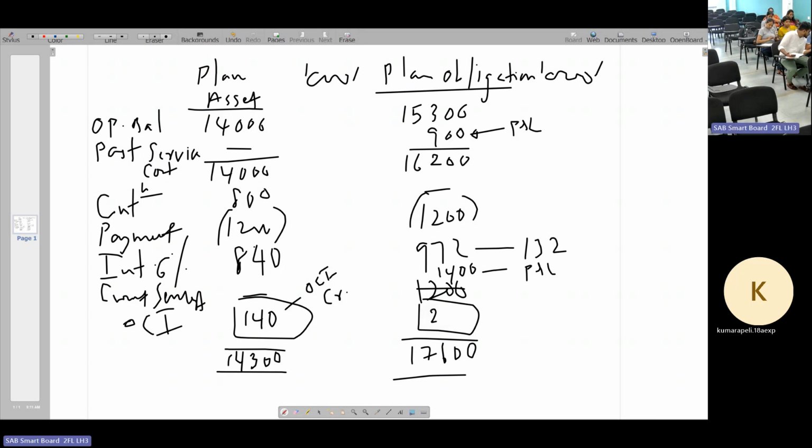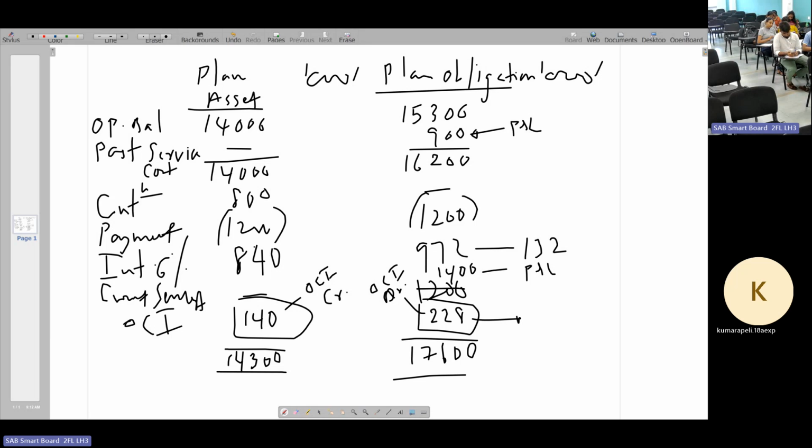228. Balance higher or lesser? This is a double entry on the liability side: liability credit, OCI debit. Now you can see here OCI debit 228, here OCI credit 140. This side is higher, so you need to take the balance. The net figure should be charged to OCI. That's called actuarial gain or loss.